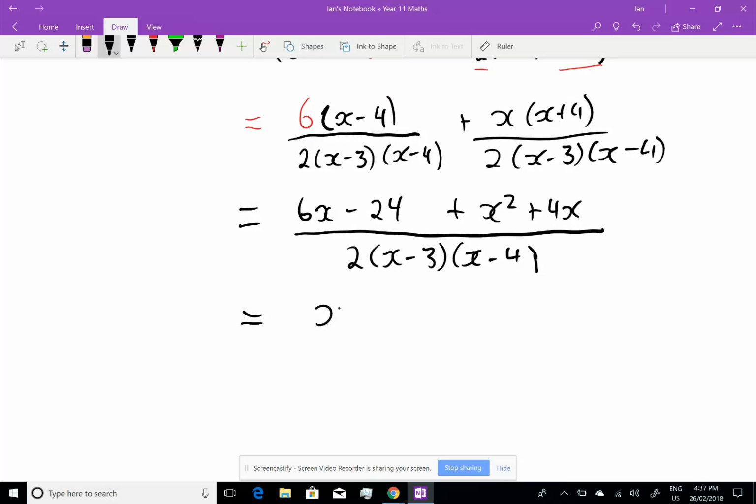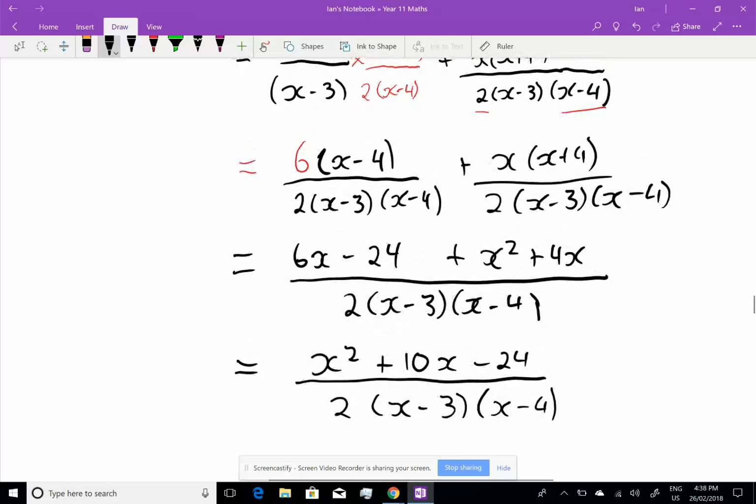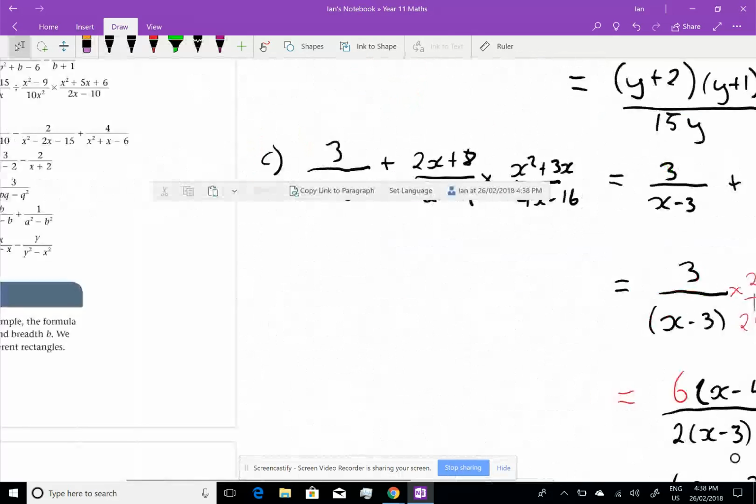Well, tidy that up, I get x squared plus 10x minus 24 over 2x minus 3 times x minus 4. And if I factorise the top, oh well, no, that's it. That's the answer. All right, let's have a go at another one.